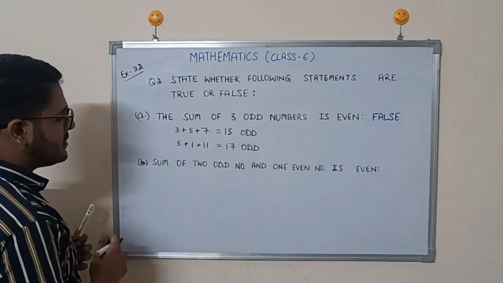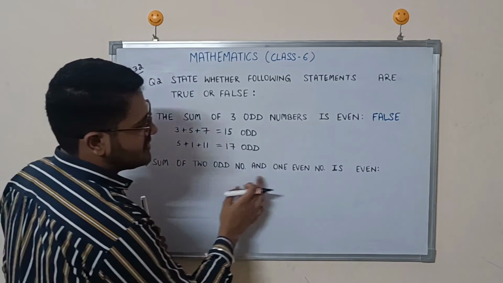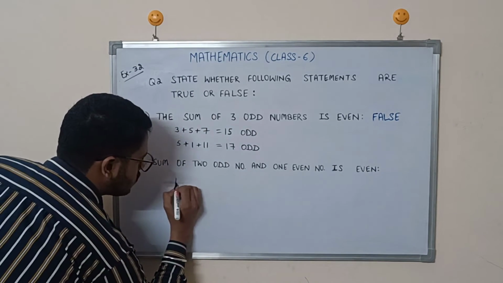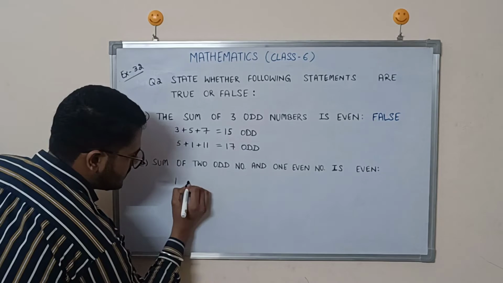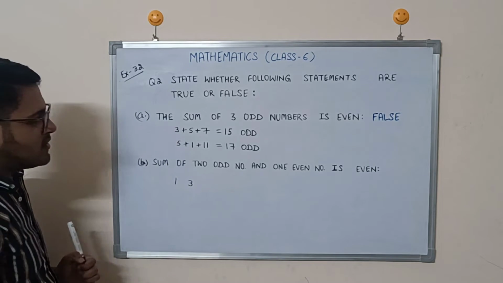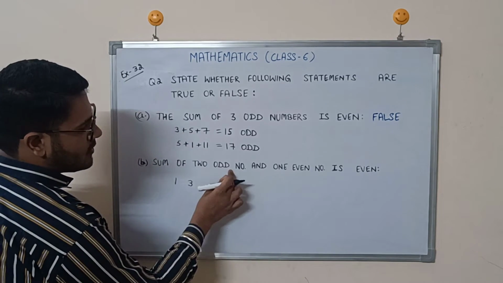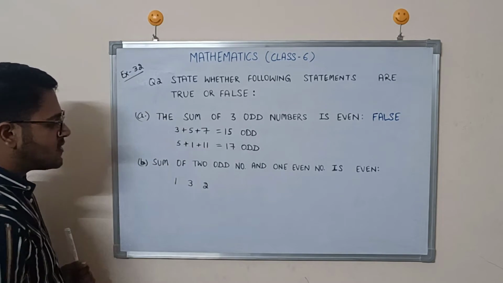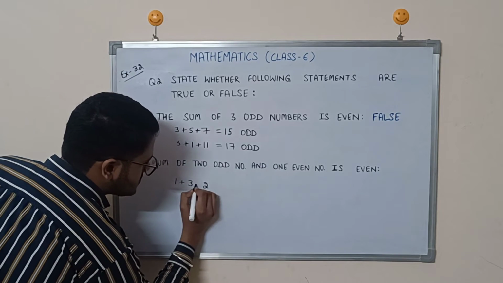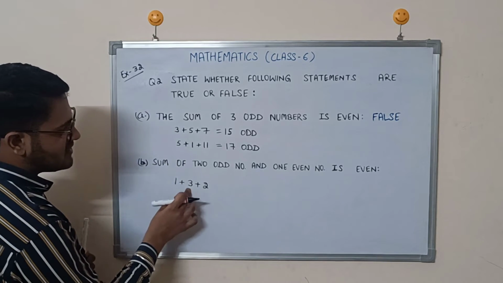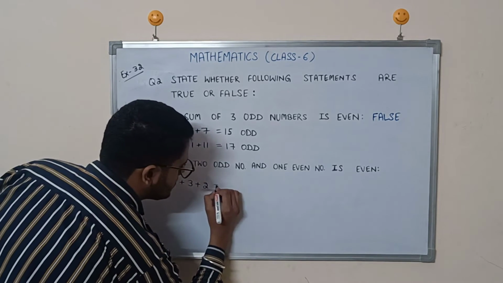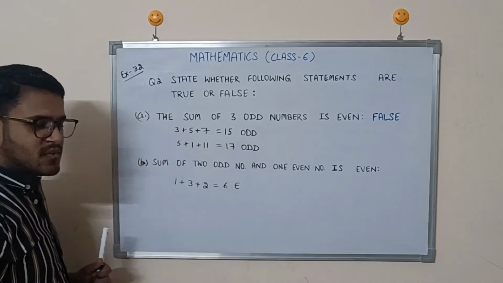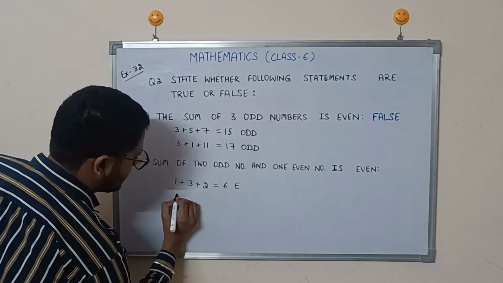So let's come to part B. Sum of two odd numbers and one even number is even. Let's take two odd numbers, let's say 1 and 3. Now two odd numbers and one even. Let's take the even number 2. Now sum these values. What will it be? 1 plus 3, 4. 4 plus 2, 6. And 6 is what? Even number.